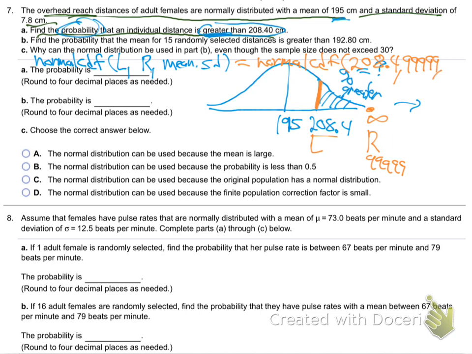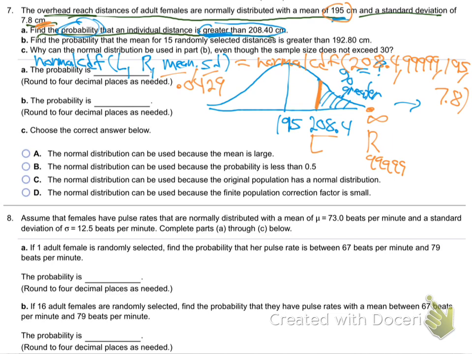The mean comes next, and then standard deviation. What is the mean? 195, comma, standard deviation, 7.8. There we go. Hit the buttons on the calculator. Get 0.0429. That's the answer here. 0.0429. That's part A.